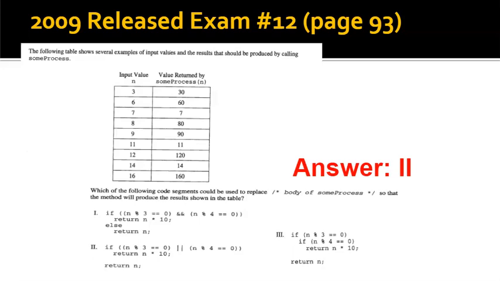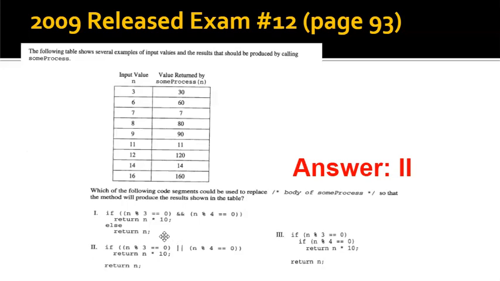So the answer here is answer number 2, where when we look at the table here, we see that when a number is divisible by 3, we multiply its result by 10. So that would be true for 6. When it's also a multiple of 4, we would multiply it by 10. But when it's not a multiple of 3 or a multiple of 4, then we don't multiply it by 10 and just give the value for n.